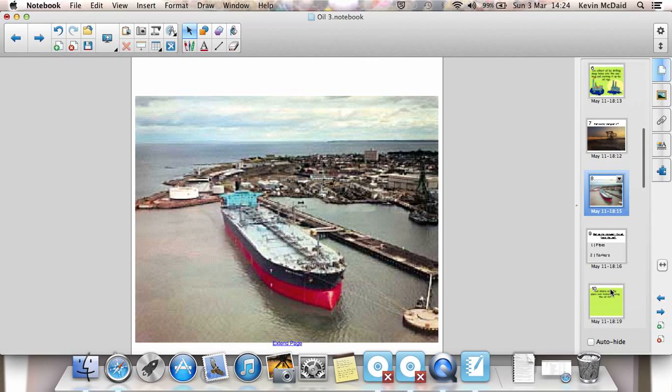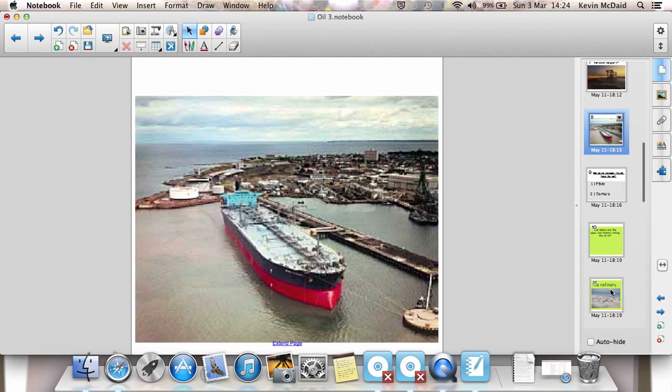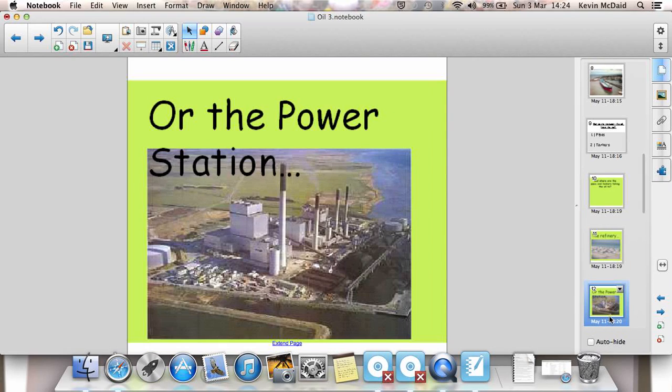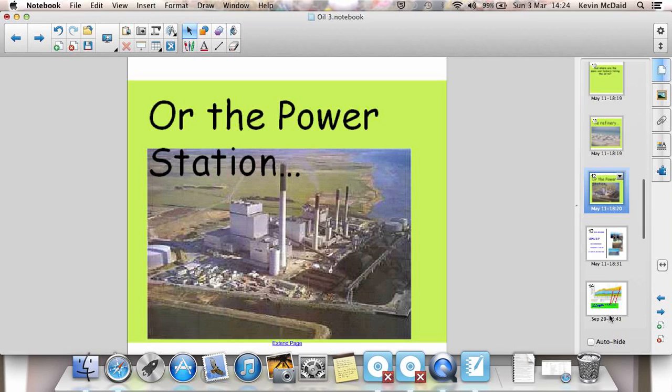Once it gets through the pipes and the tankers, it's taken to a number of places. Either the oil refinery, where the oil is turned into fuel, like aircraft fuel or petrol or diesel or various other things, or it gets taken straight to the power station, where it's burnt. That heat is used to boil water. The steam that's produced is used to drive a turbine, which then produces electricity.